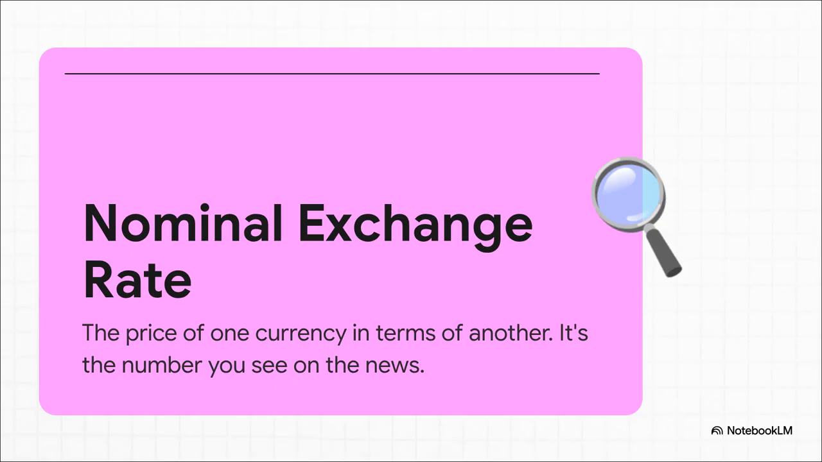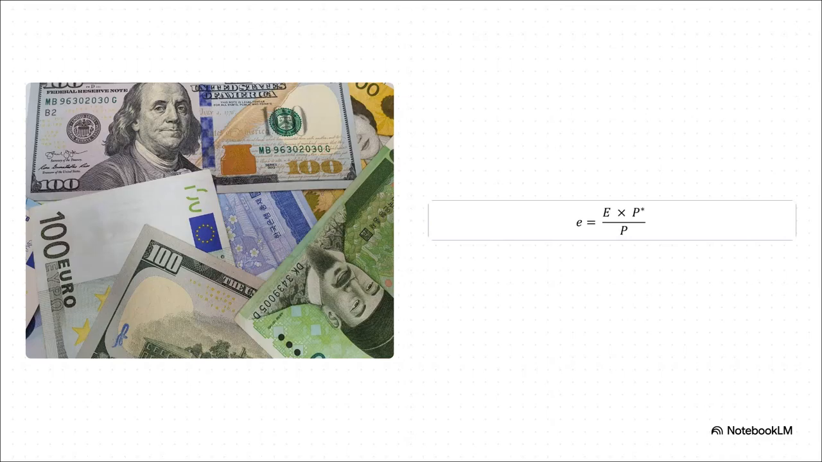First up, let's talk about the one you've definitely seen before, the nominal exchange rate. This is just the straightforward price of a currency. How many yen can I get for my dollar? That number you see scrolling at the bottom of the news, that's it. But that nominal rate is just the sticker price.